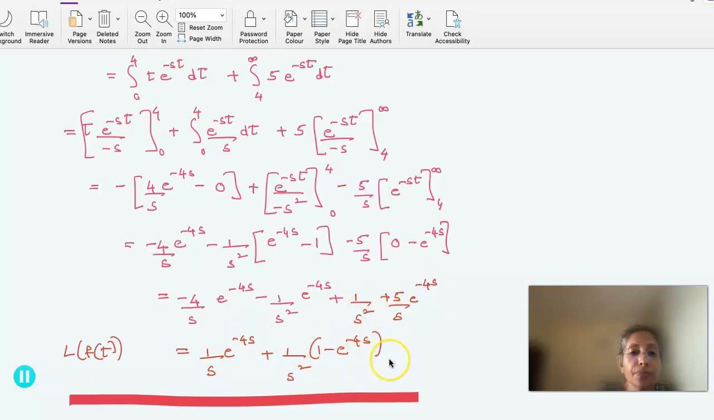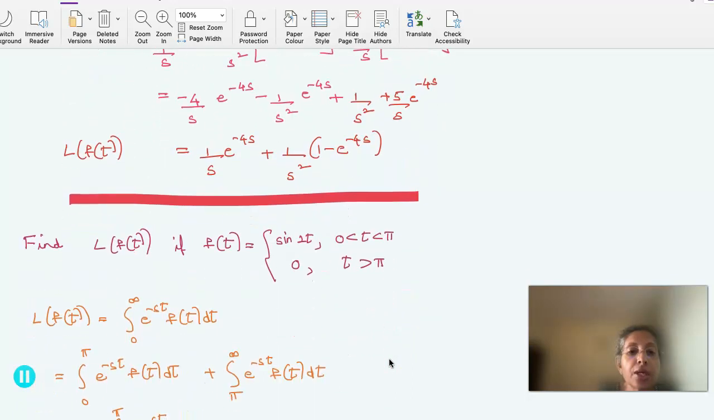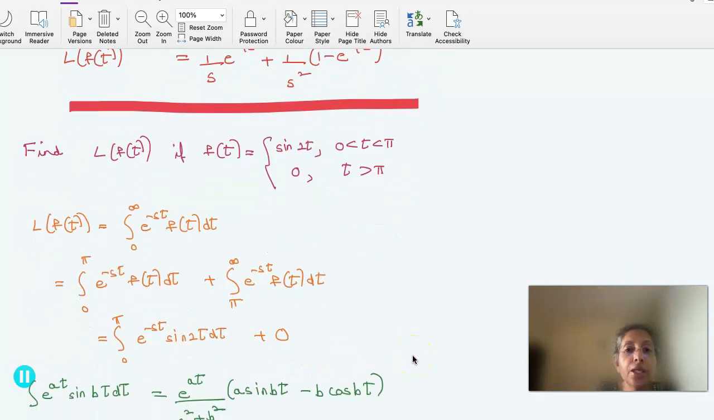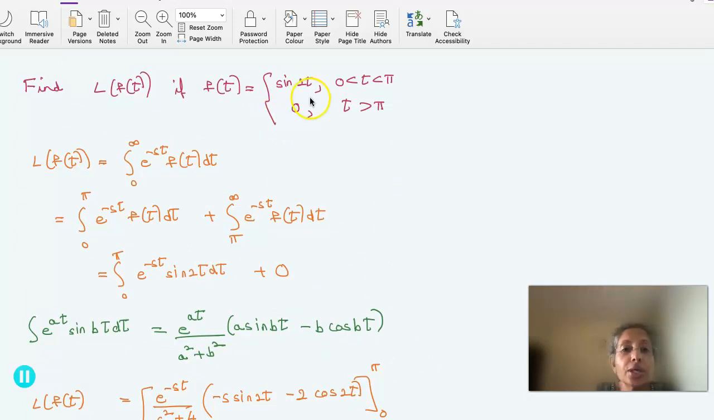Coming to the next question, find L{f(t)} if f(t) is sine 2t where t lies between 0 and pi, equal to 0 when t is greater than pi. Again L{f(t)} is the integral 0 to infinity of e raised to minus st f(t) dt, that is the integral 0 to pi of e raised to minus st f(t) dt plus the integral pi to infinity of e raised to minus st f(t) dt. Between 0 to pi it is sine 2t. So it will be e raised to minus st sine 2t dt, and here it is 0.